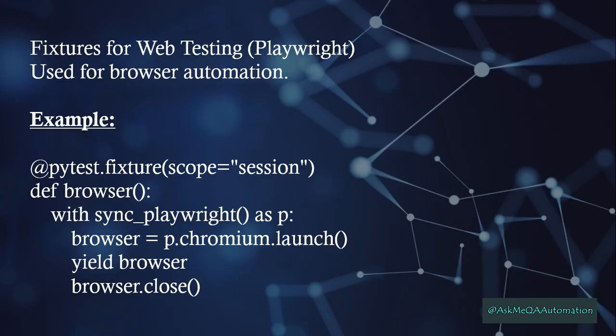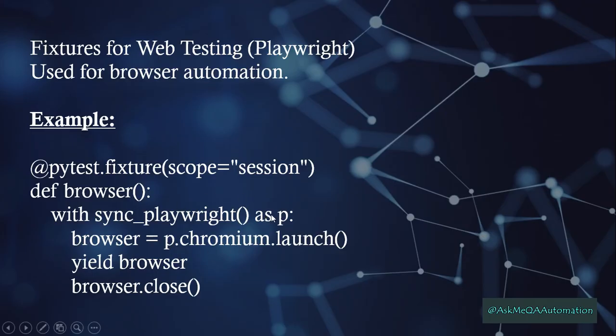So as you can see in this example, this is one of the session scoped fixtures. By using this fixture, we are initializing the browser before the yield keyword, and after the yield statement, we are closing the browser. That's it. How it is going to work is, before the session starts, the browser will be initialized.